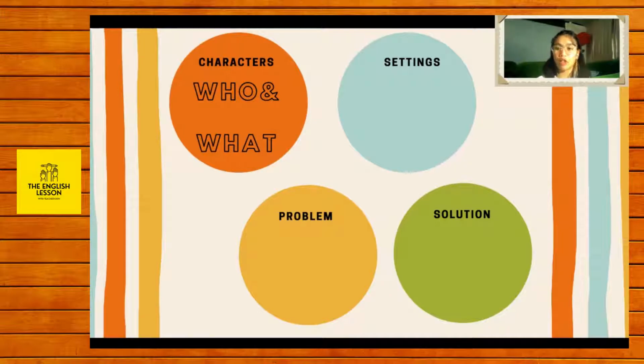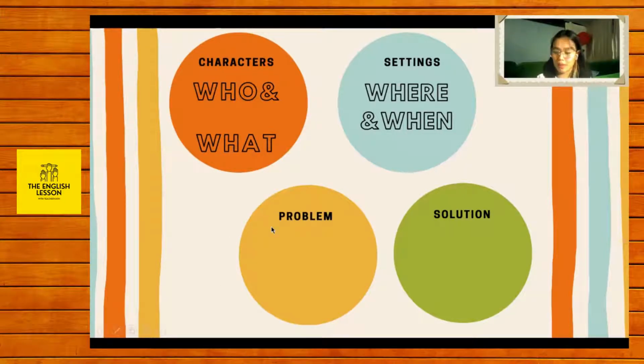A character could be a person, it could be an animal, it could be anything, as long as it is the main protagonist or antagonist. So they are part of the characters. Next is the settings. It would answer the questions where and when. So again, where did the story happen? When did it happen? So yes.